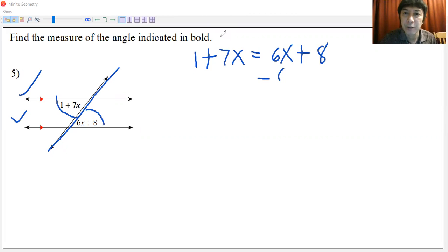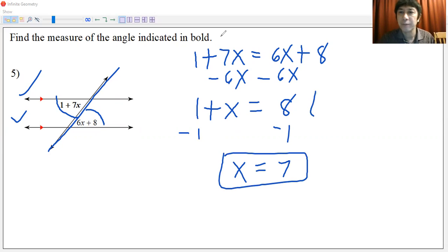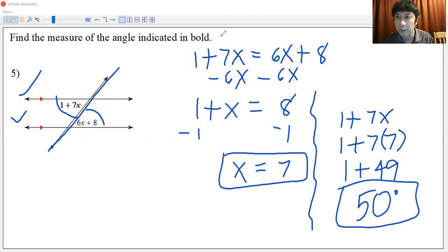We solve for x first. Minus 6x, minus 6x. We have x plus 1. This is equal to 8. And we shall isolate the letter from the numbers. This is minus 1 and minus 1. x happens to be 7. Knowing the value of x equal to 7, we can now solve for the angle indicated in bold letters. That is 1 plus 7x. And we have 1 plus 7 times the 7. This gives us 1 plus 49. And we have 50. There. Our answer must be 50 degrees.